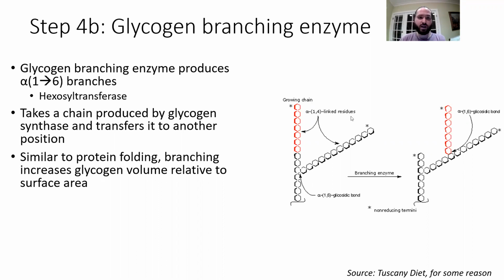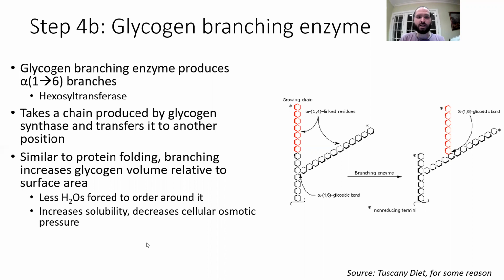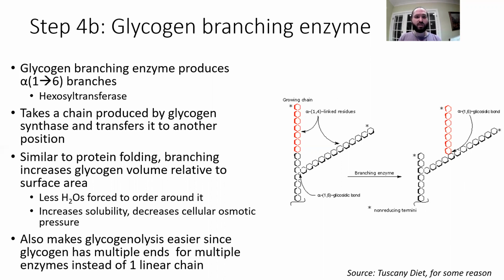Similar to protein folding, branching increases glycogen volume relative to surface area. This leads to fewer waters being forced to order around it, which increases solubility. It also decreases cellular osmotic pressure, because we don't need as much water to come into the cell to help order around the glycogen. And as we said, it makes glycogenolysis easier, since glycogen has multiple ends for multiple enzymes instead of one linear chain. Any questions on glycogen branching enzyme?